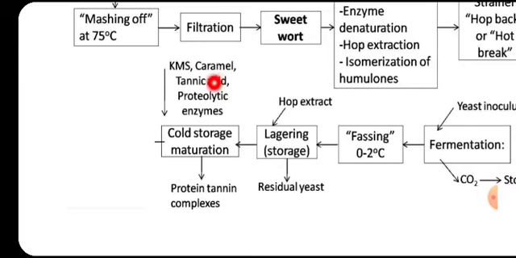Caramel, if a dark color beer is required, then there can be addition of this burnt sugar, proteolytic enzymes and tannic acid. They are added as chill proofing agents. During this process, the clarification is always done that involves filtration and is responsible for the removal of protein tannin complexes.